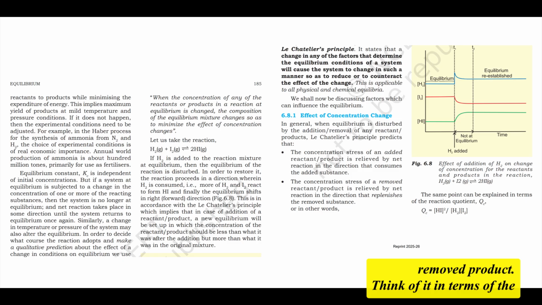Think of it in terms of the reaction quotient, Q. Adding a reactant decreases Q relative to K, so the reaction shifts forward. Adding a product increases Q relative to K, so it shifts backward. Removing a product decreases Q, shifting it forward. This is used extensively in industry.